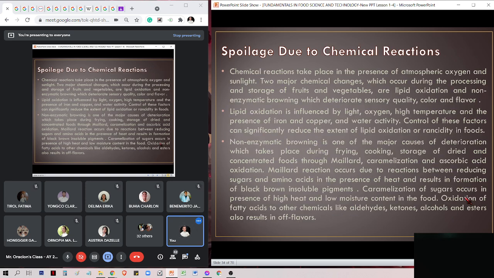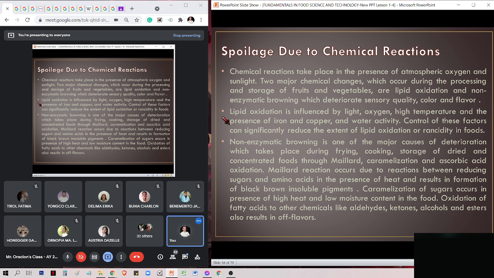Spoilage due to chemical reaction. As we all know, we have chemical hazards, right? We also have chemical reactions. Chemical reaction takes place in the presence of atmospheric oxygen and sunlight. Two major chemical changes which occur during the processing and storage of fruits and vegetables are lipid oxidation and non-enzymatic browning, which deteriorate sensory quality, color, and flavor.